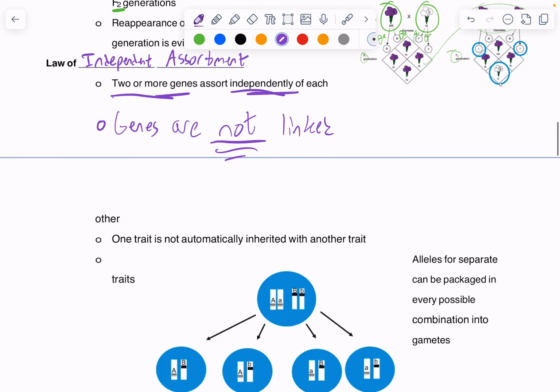So one trait is not automatically inherited with another trait. They assort independently of each other. That's like saying, if they're not linked, the independent assortment would apply. That's like saying, if I have blue eyes, that means I'm also going to have red hair, right? Or if I have red hair, that also means I'm going to have my index finger longer than my ring finger, right? We know those traits are not linked, and so we are wanting to see the predicted outcomes of, oh, what's the probability of inheriting red hair and long index fingers versus blonde hair and short index fingers, and things like that.